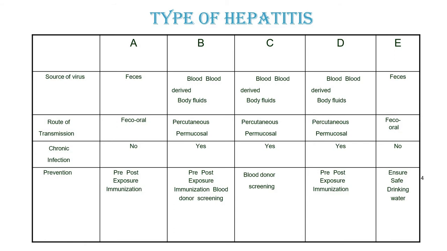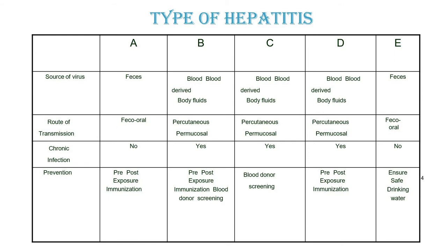The chronic infection is caused by three types of the hepatitis virus, that is B, C, and D. As compared to that, A and E are not chronic infections.